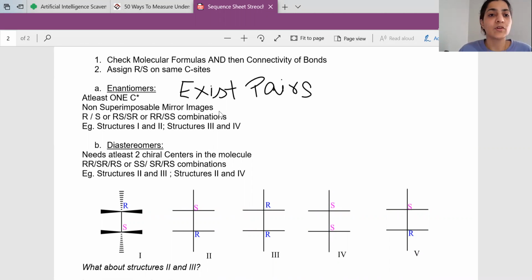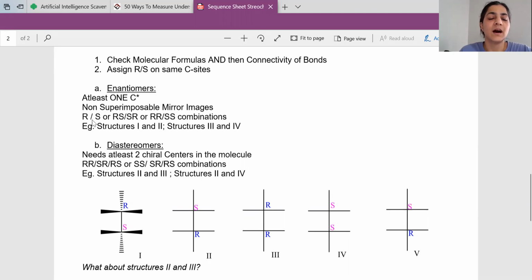The best example of an enantiomer is your hands. Imagine there is this hand with the other hand. If you look at both of them, they are mirror images of each other. But if you want to superimpose them, they are non-superimposable.